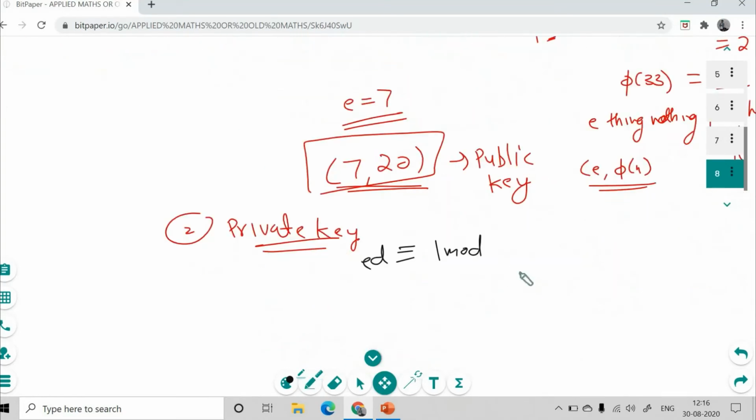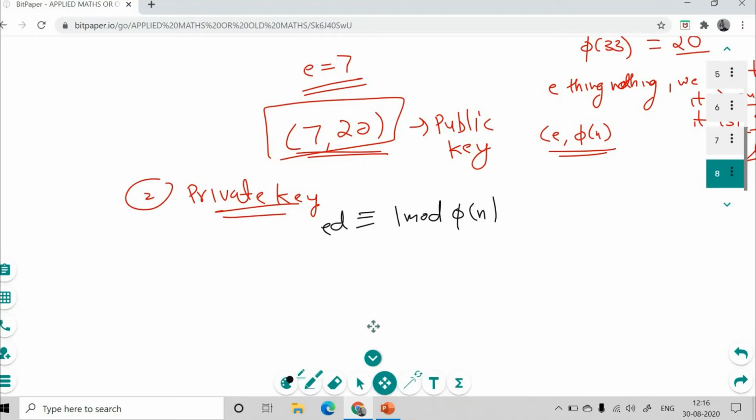phi of n. Okay. I know this is something new to you, but if you remember in class 9th you did Heron's formula, right? That was something new to you as well. But later on you realize that it is just a single method that you use throughout the chapter. In a similar fashion, this is a simple method of 4 steps that is used in all types of RSA algorithm. Now ED, E was 7, D is yet to be found out. This D is nothing but the private key. Okay, 1 mod phi n.